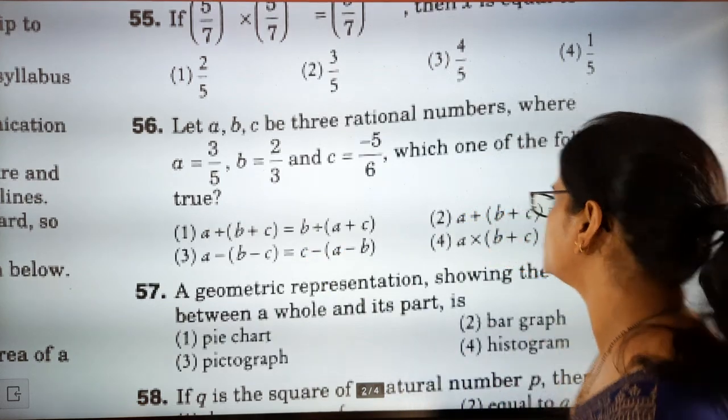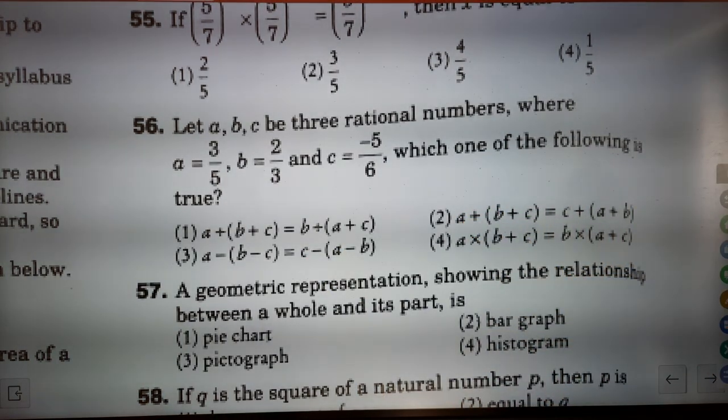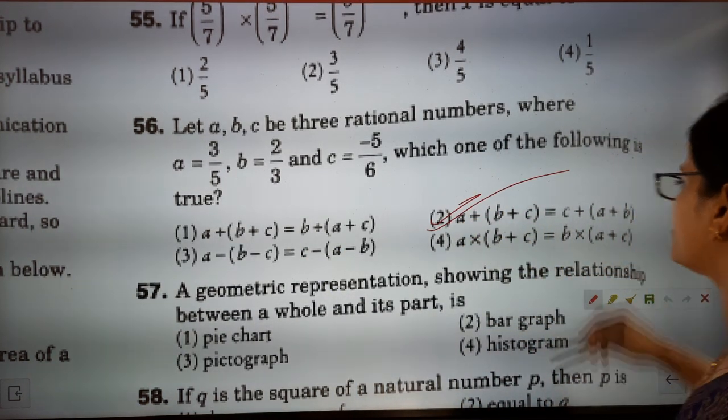But here division is used. So second will become the answer. What will become the answer? Second will become the answer.